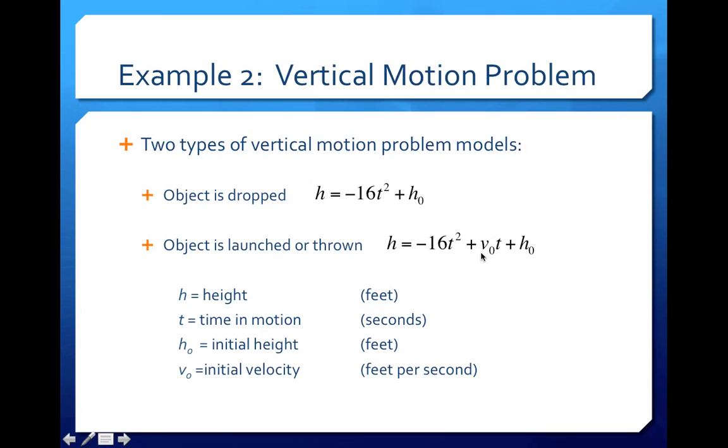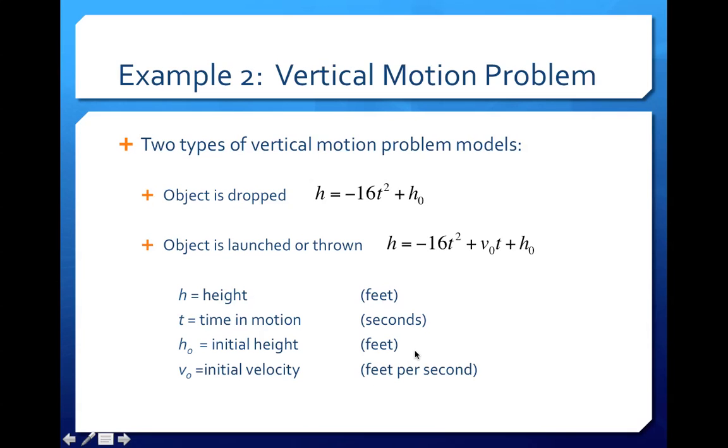And then when you do have this v sub 0 t term, the v sub 0 represents the initial velocity. Okay, so that's the measurement of that force behind it. And then the t simply represents the time since the object has been dropped or thrown, and the height represents what the height of the object is at that particular time. And time is measured in seconds.